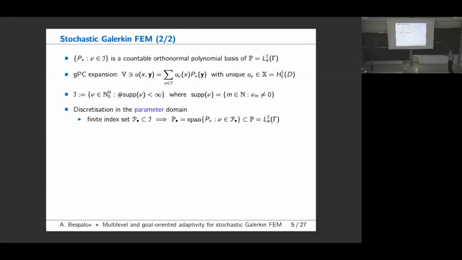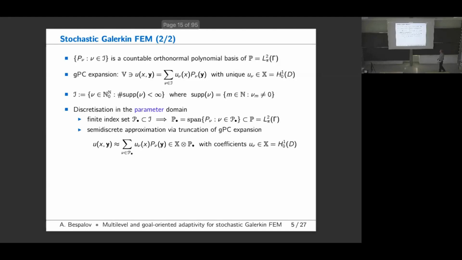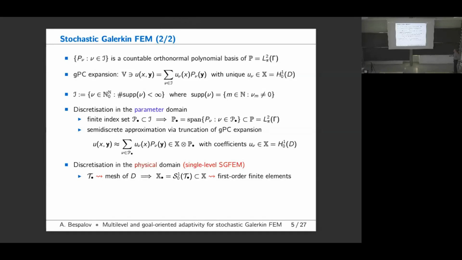First, you discretize the parameter domain. So you restrict your countable index set to a finite index set, this calligraphic P. The span of the orthonormal basis becomes your subset of the L2 space. Then you get a semi-discrete approximation via truncation of this countable sum, again with coefficients living in the infinite dimensional space, but then you do your finite elements: you introduce a mesh on the spatial domain and discretize the space X with, let's say, first order finite elements.